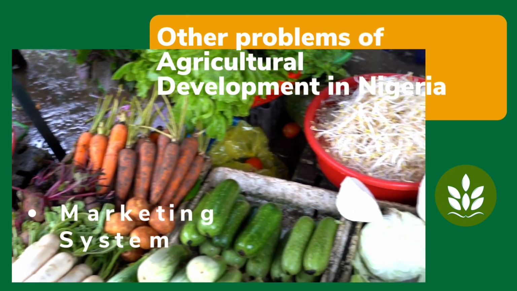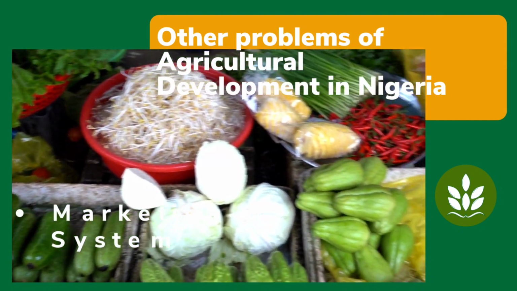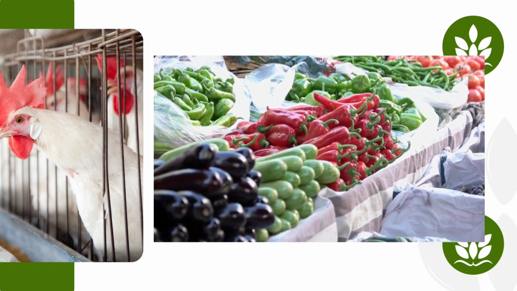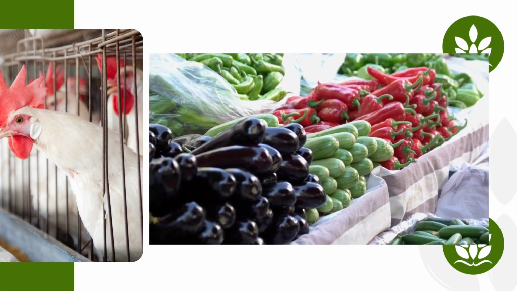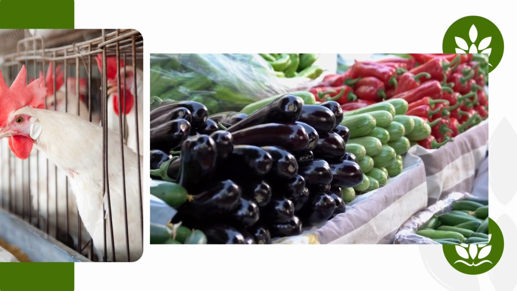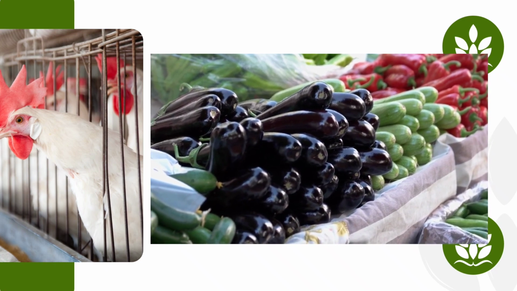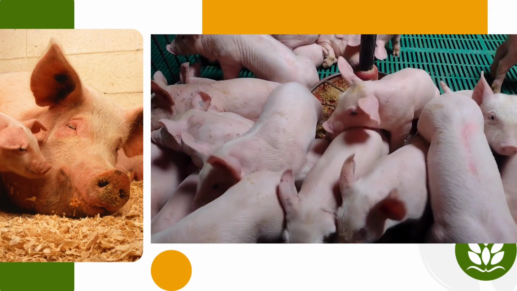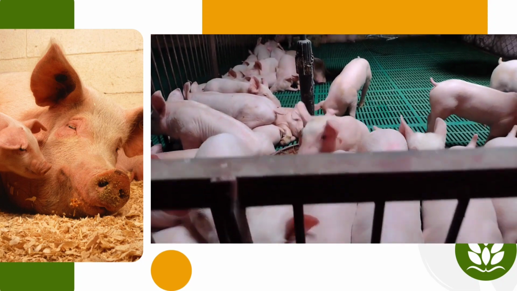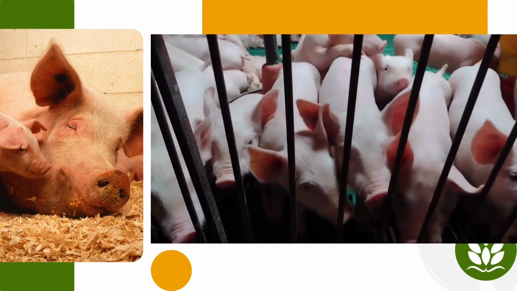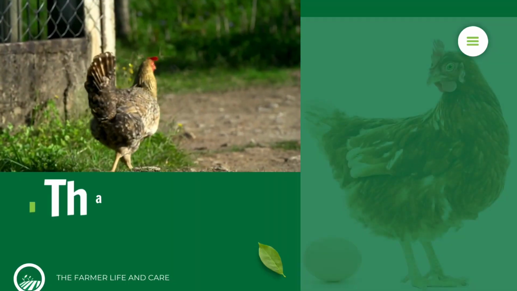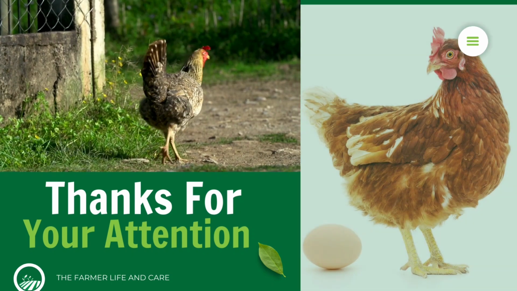There's also a problem of the marketing system, whereby the farmer has produced, but where to sell his produce is actually a very big problem. We have so many farmers that only produce broilers during the festive season, whereas if there was a steady market, you could produce broilers all through the year. But because of the seasonality of broilers, farmers only produce their broilers during the festive season.